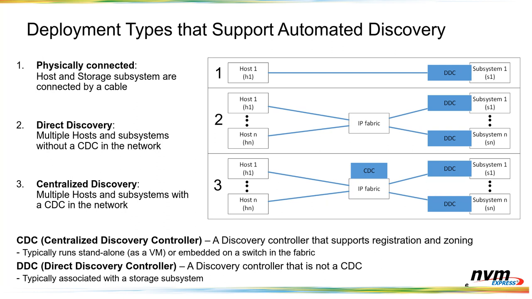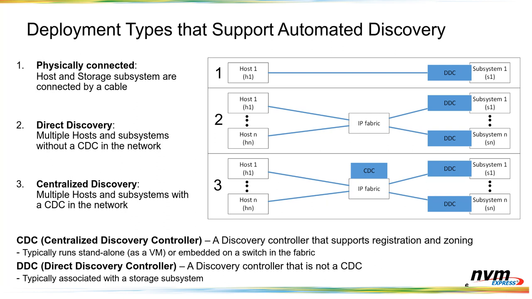The first was physically connected, where you have a host that's physically connected to a subsystem, and we wanted to make the discovery of that DDC that host is connected to as straightforward as possible. And also to be able to support other types of topologies in a similar way without having to have a user explicitly define the type of deployment type that they were using.